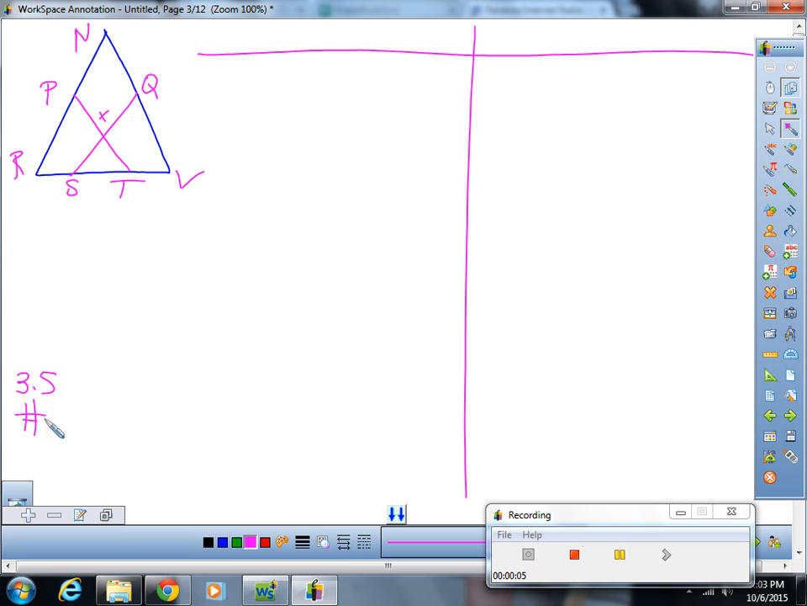All right, boys and girls, welcome back to the drive-through. This is 3.5, number 13, a fancy little double detour proof, okay?